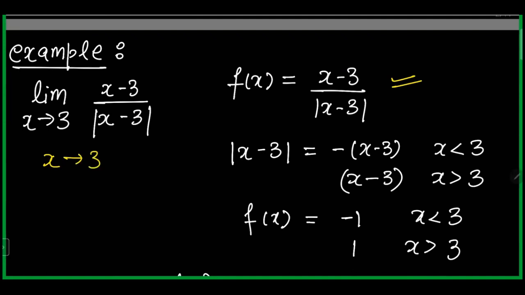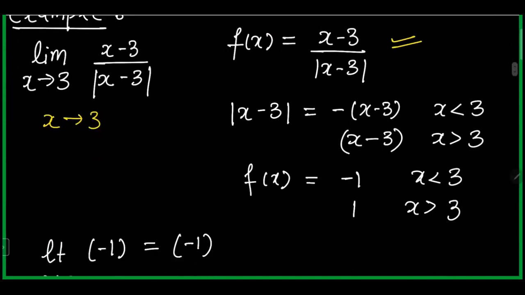Now there are two ways. One we will approach from left side, and another we will approach from right side. But before doing that, let's see what is x and mod of x minus 3. I have already discussed this in my graphical analysis lecture, that mod of x minus 3 will be minus of x minus 3 if x is less than 3, and it will be simply x minus 3 if x is greater than 3. So just put the values of this here.